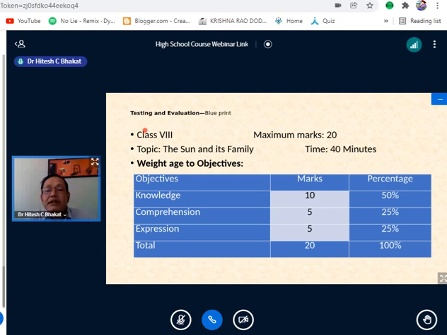So here, because it is standard 8, we have put knowledge questions 50%, comprehension 25%, which means 5 marks, and expression questions 5 marks of 25%. That means out of 20, we have given 10 on knowledge, 5 on comprehension, 5 on expression. So here, remember, we are giving weightage to objectives.